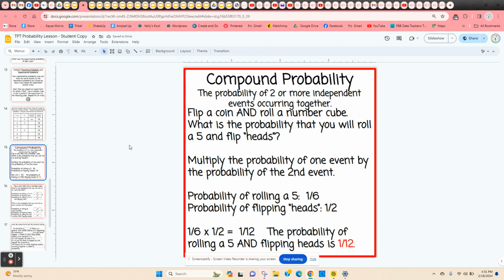Then we get into compound probability. This is the probability of 2 or more independent events occurring together. So for example, flipping a coin and rolling a number cube. So what's the probability that you'll roll a 5 and flip heads? What you do is you take the probability of each event and you multiply them times each other. So the probability of rolling a 5 would be 1 out of 6. Probability of flipping heads would be 1 out of 2. You multiply those two together and you get a probability of 1 out of 12.